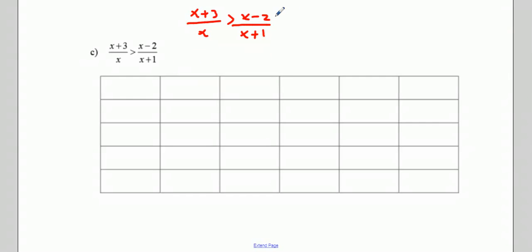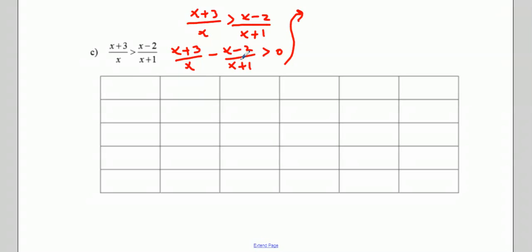Okay, so I've got this. I'm going to put everything on one side. x plus 3 over x, minus x minus 2 over x plus 1, is greater than 0.